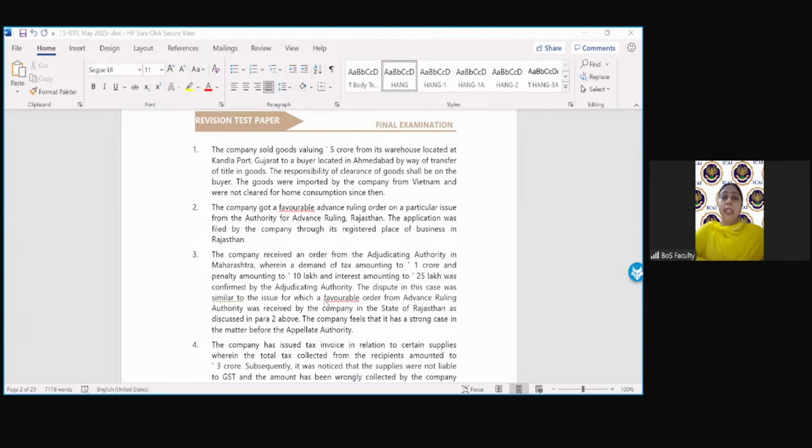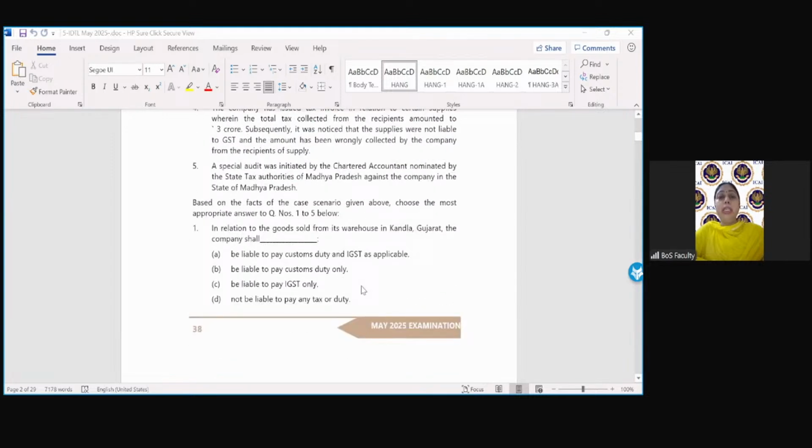So instead of clearing them for home consumption and then selling them to a buyer in Ahmedabad, what the company did was directly sell it to a buyer in Ahmedabad. And what would have happened after then? That buyer in Ahmedabad would have cleared those goods, and the IGST liability would have arisen on the buyer who had cleared. The sale or the supply made by the company to that buyer in Ahmedabad does not have any GST implication.